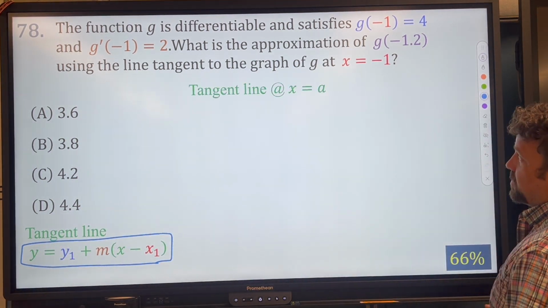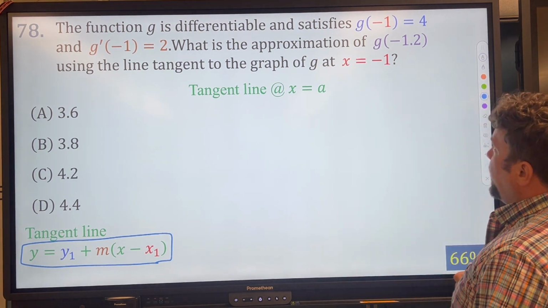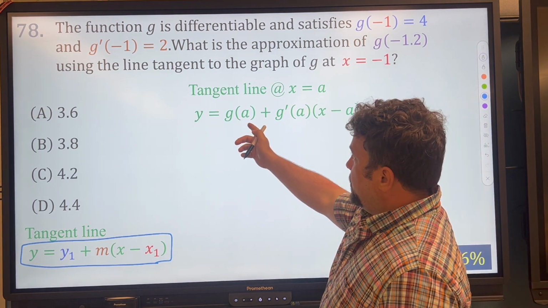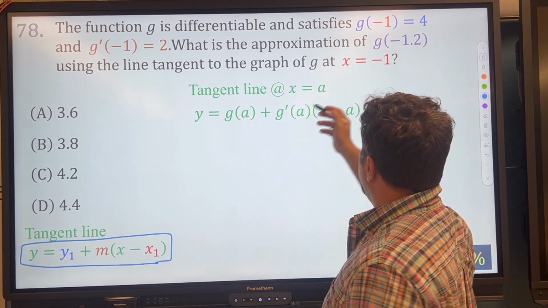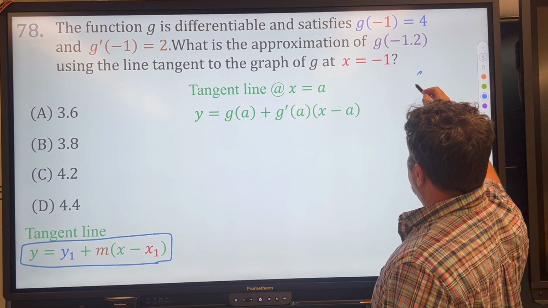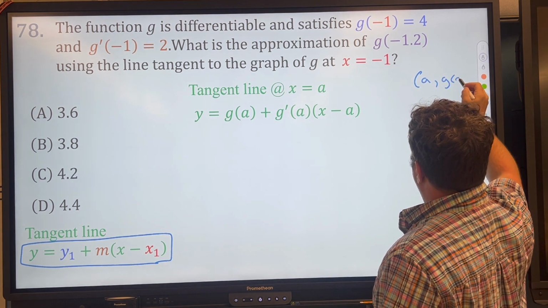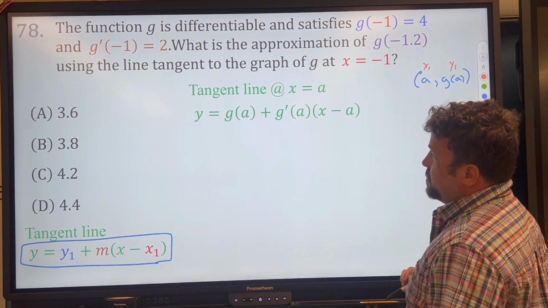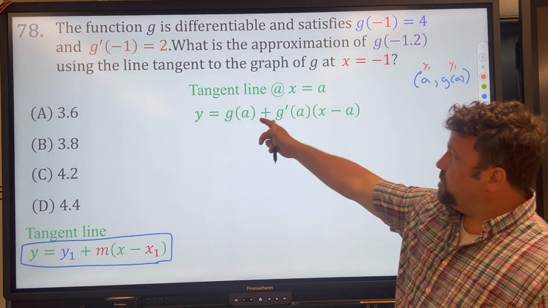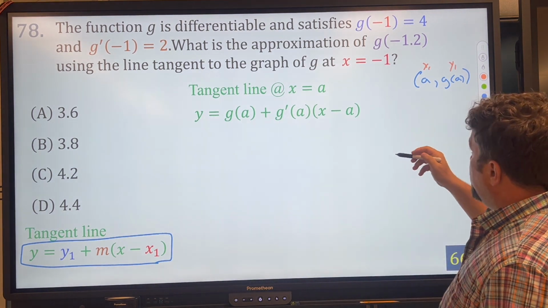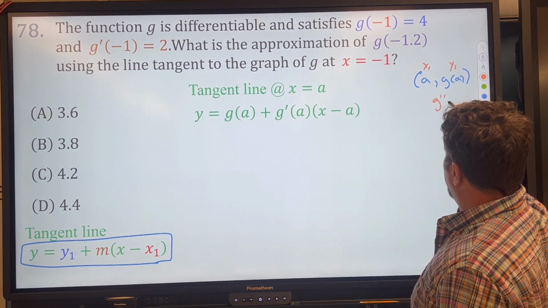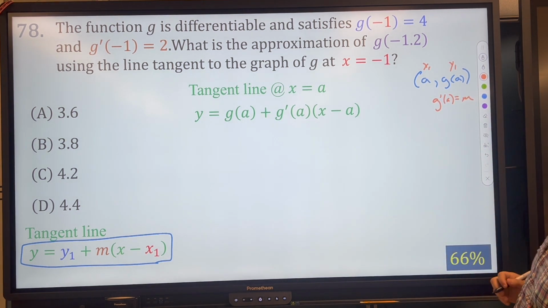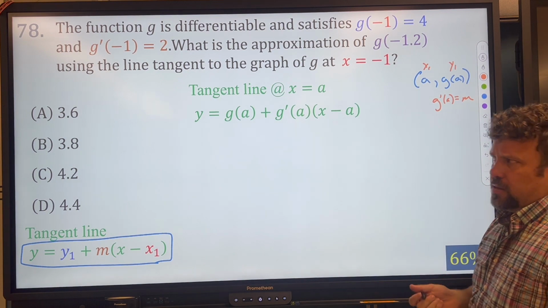So the first thing we need to know is the tangent line at x equals a. Well, y equals g of a, right? Because we're given a point here, we're just going to say our point is a, g of a. This is our x1, y1, all right? So g of a plus g prime a, okay? g prime a is our slope, okay? And then times x minus a.